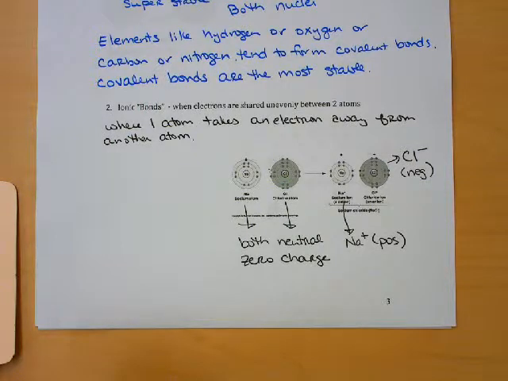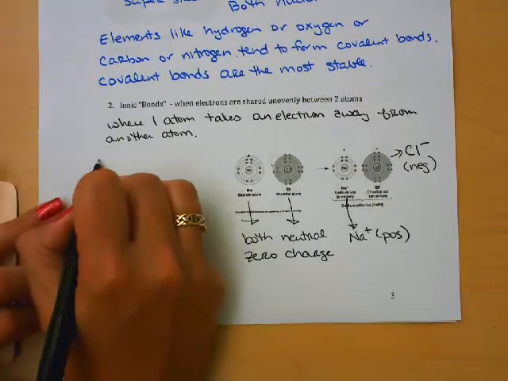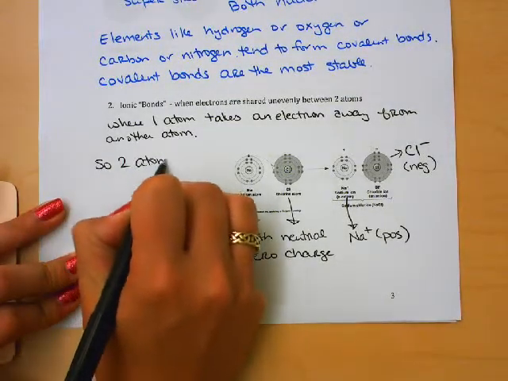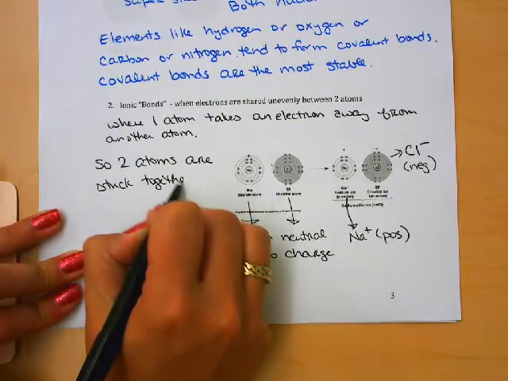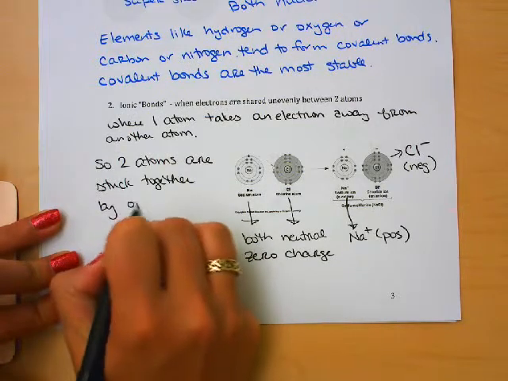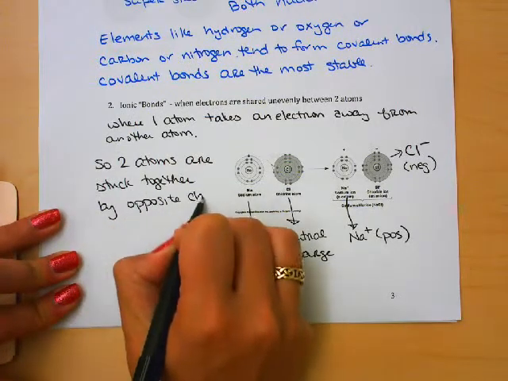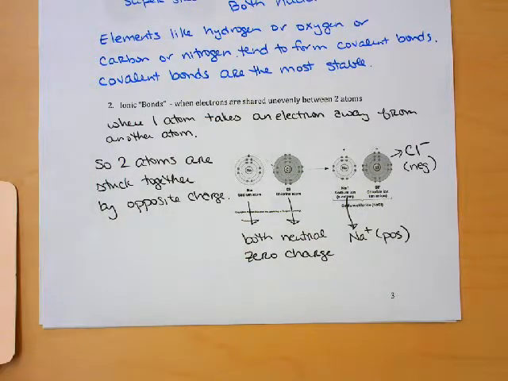Now, they're not sharing electrons, right? What is going to keep them in close proximity to each other? Right, they're opposite charges. So by doing this, it's like a bond in that they are now stuck together. But it's through one giving away an electron, not sharing anymore. And we have two atoms that are stuck together by opposite charge.